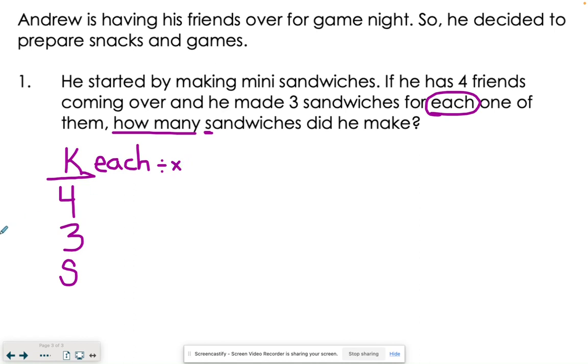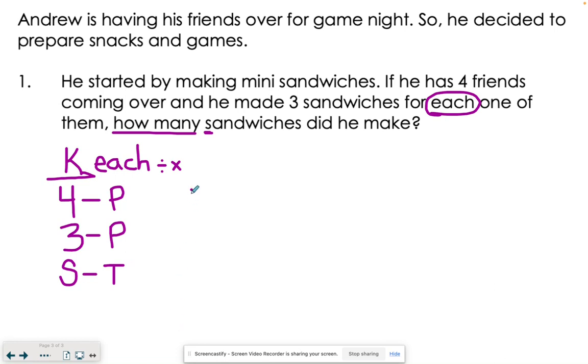So we need to determine if each of our known numbers are totals or if they are parts. So if he has 4 friends, that's a part, and each one of them gets 3 sandwiches, that's a part. We are trying to find the total amount of sandwiches that Andrew needs to make.